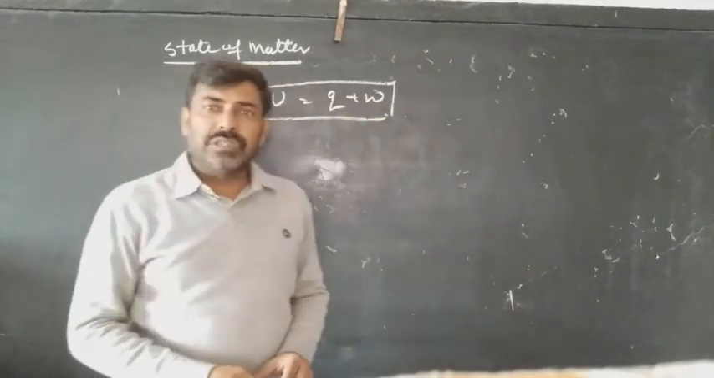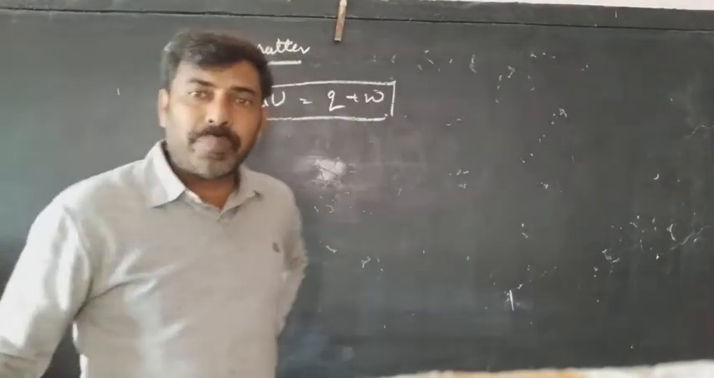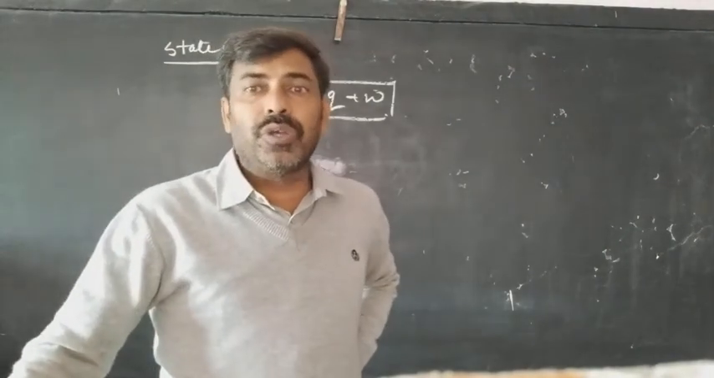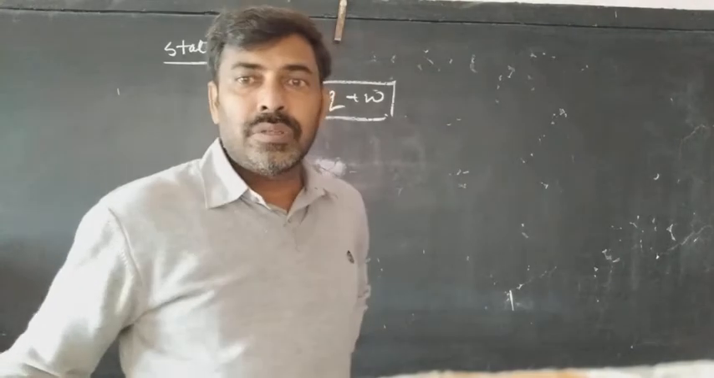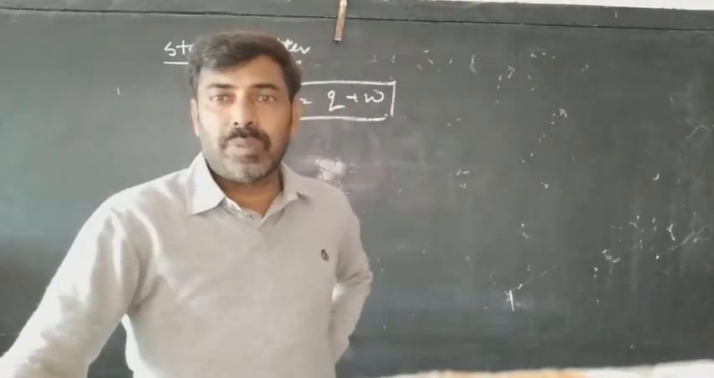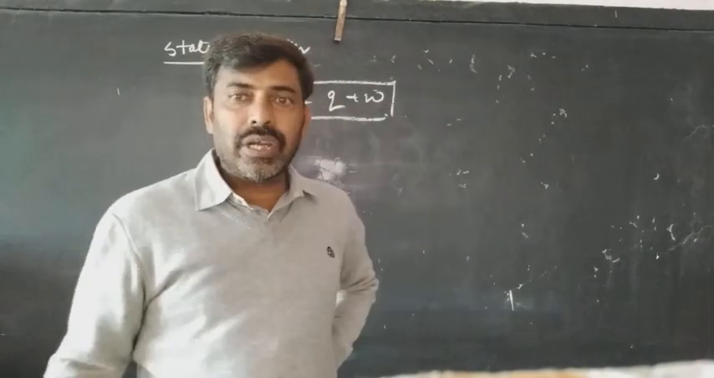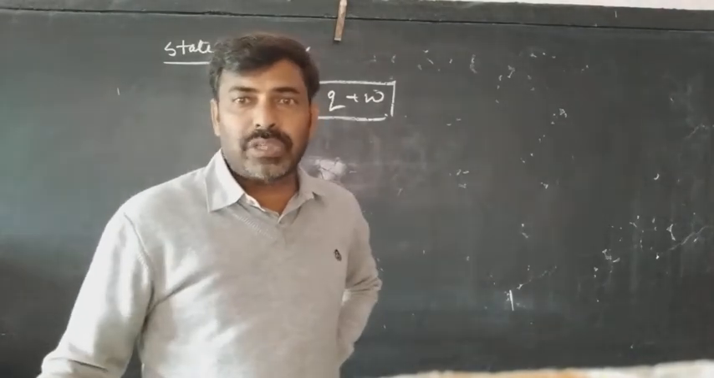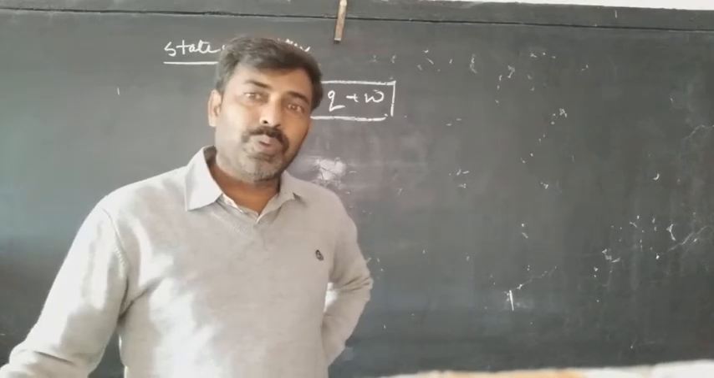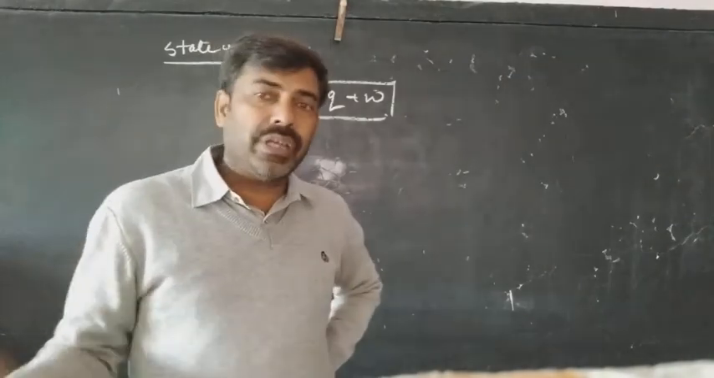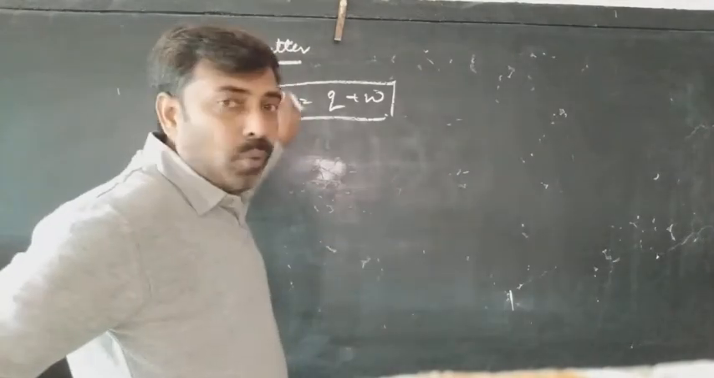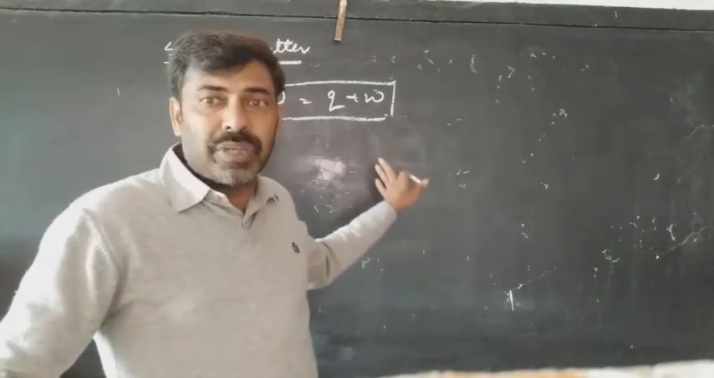This equation is also a mathematical representation of the first law of thermodynamics. That means the energy of the universe remains constant, that it can neither be increased nor decreased, because this universe is an isolated system. Energy is not coming from outside and neither is it moving outside. That means exchange of energy in this universe is not taking place. So you can say that the overall energy of the universe must remain the same.